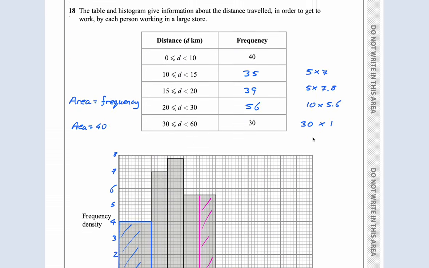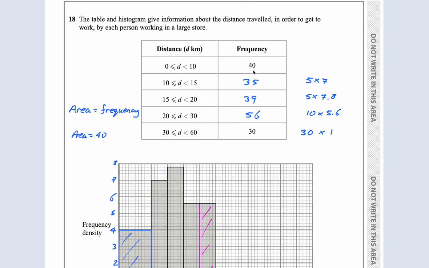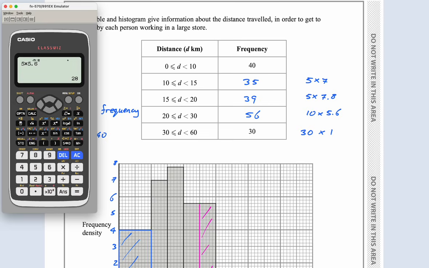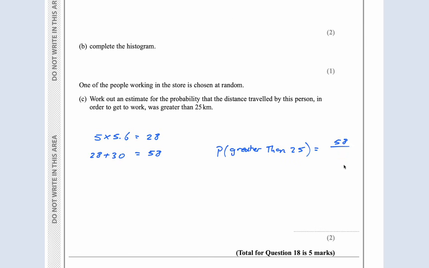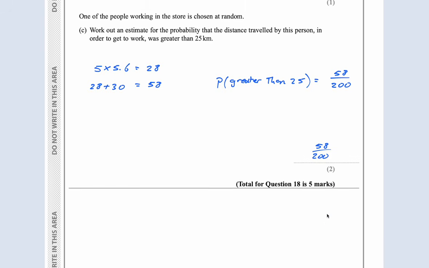And the total is, well, I need to just add up these together. So, well, again, let's be safe. 40 plus 35 plus 39 plus 56 plus 30 is 200, right? So it's exactly 200 people. 58 out of 200, and because it's probability, I don't need to simplify it, so let's just leave it like that. 58 out of 200.